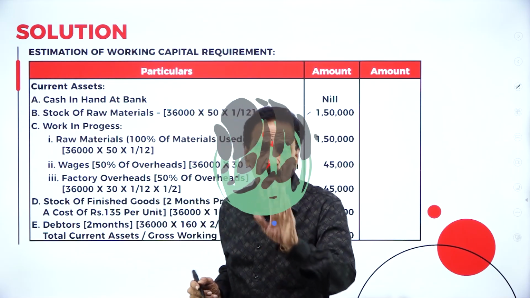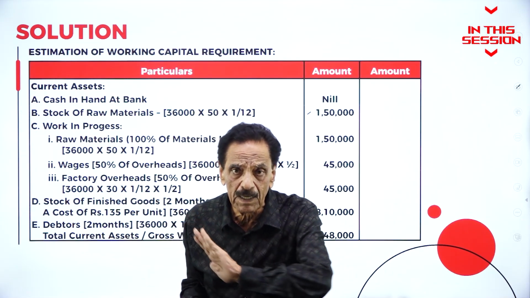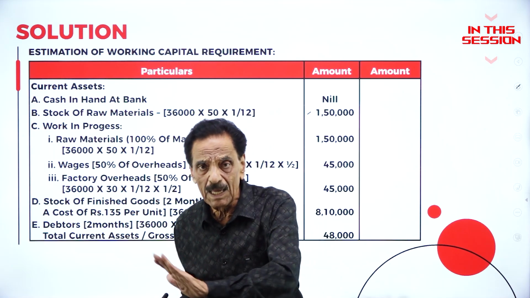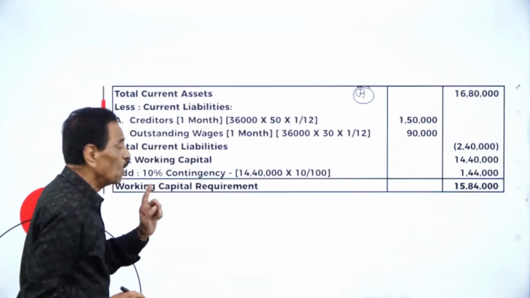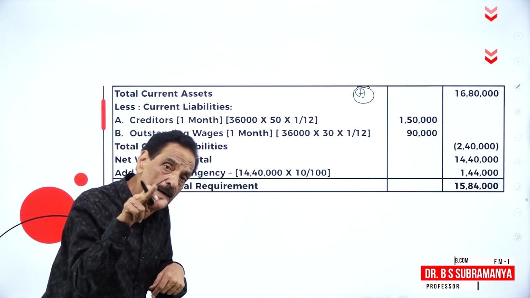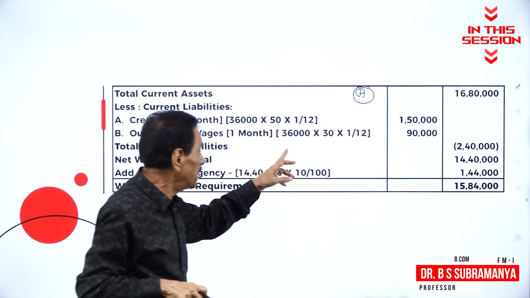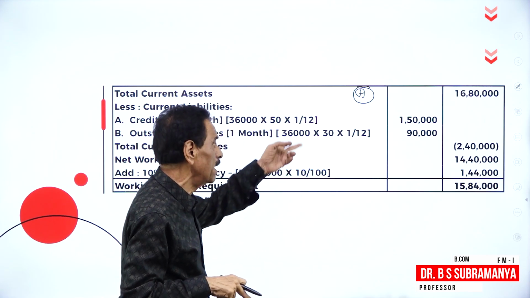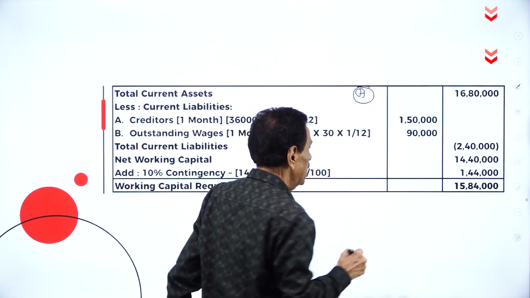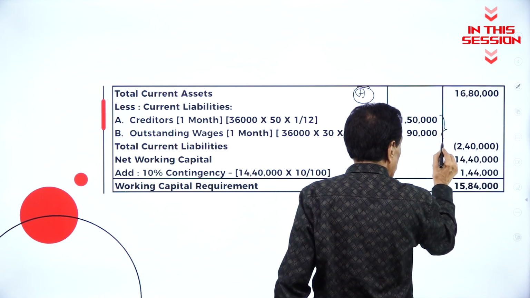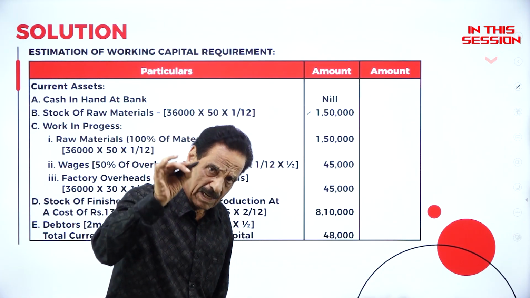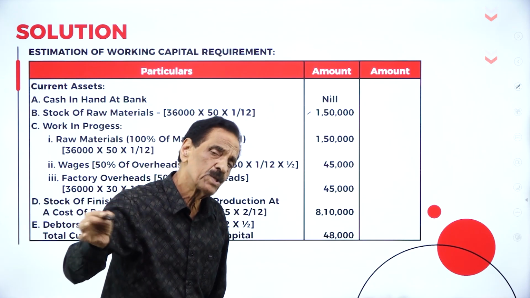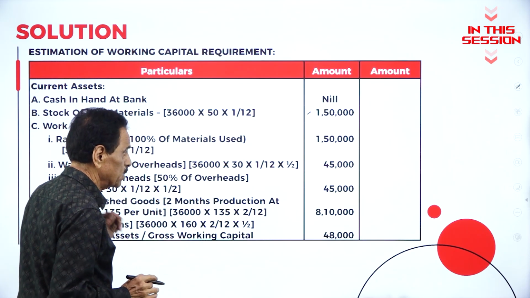Work in progress, always you have to take raw material 100%, labor 50%, factory overhead 50%. Outstanding wages, lag in payment of wages 1 month: 36,000 divided by 12 into 1 into 30, 90,000. Totally it works out 2,40,000. Material, labor, factory expenses, office expenses is the cost of production.